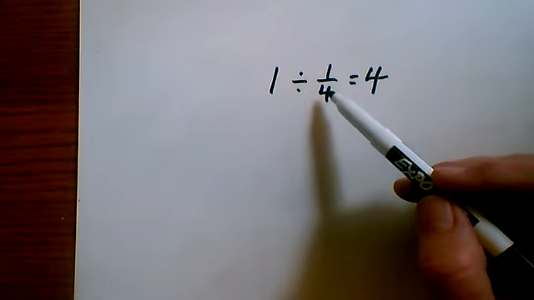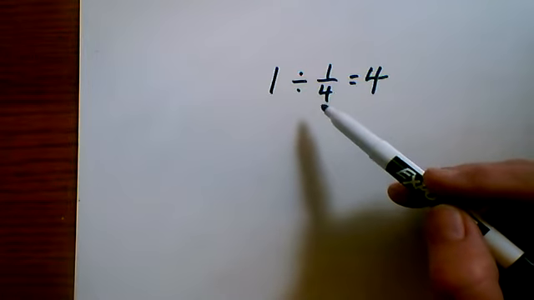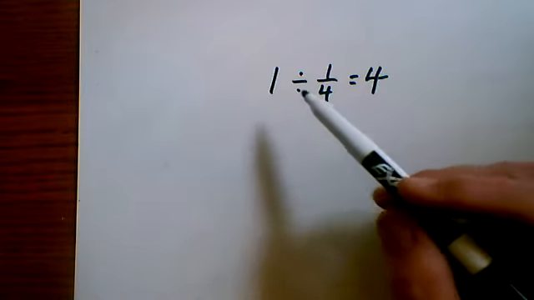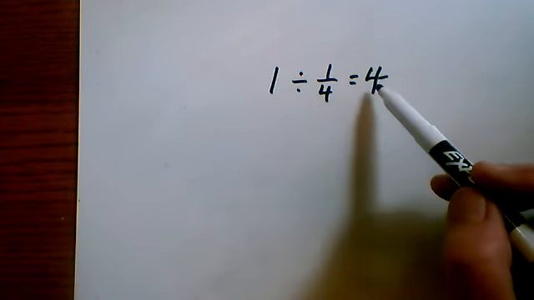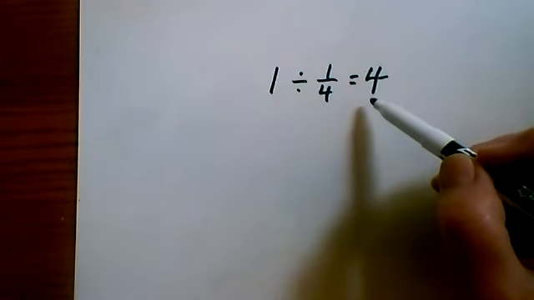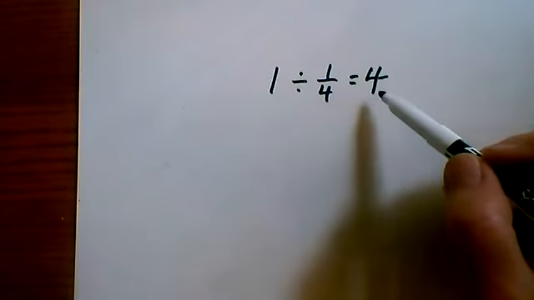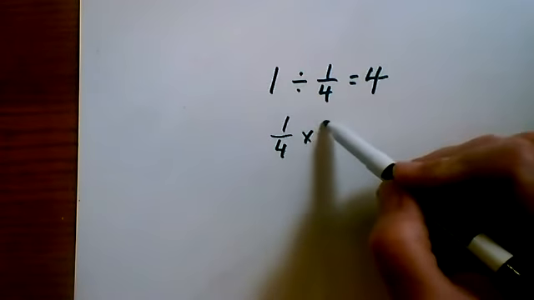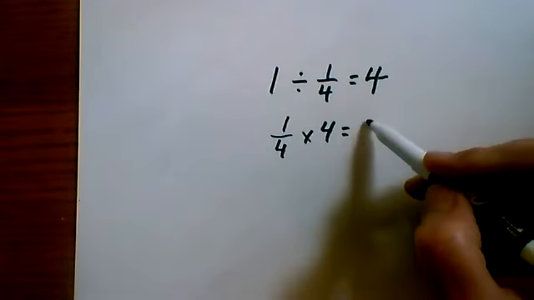Now we want to point out, we have talked about reciprocals before. So what do we call the quotient of 1 divided by a fraction? So the quotient of 1 divided by a fraction is the reciprocal. And then what do you get when you multiply the fraction by its reciprocal? So 1/4 times 4 equals 1.